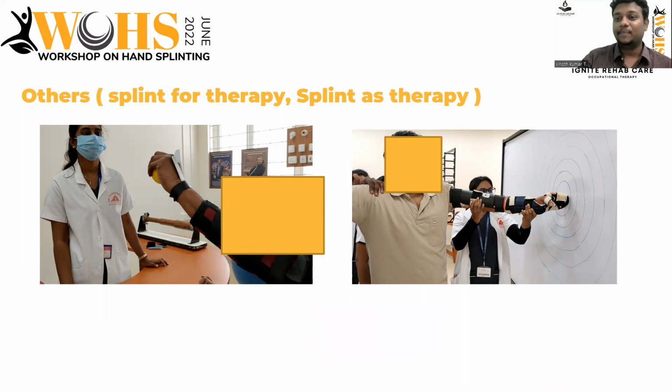Also, there is one more type that I forgot to tell you. We can make customized adaptive devices using the splint materials. Most of the therapists may know that we can customize universal cuffs. Not only that, we can make many customized devices on our own. Once you know how to design splints, you can design even adaptive devices too.